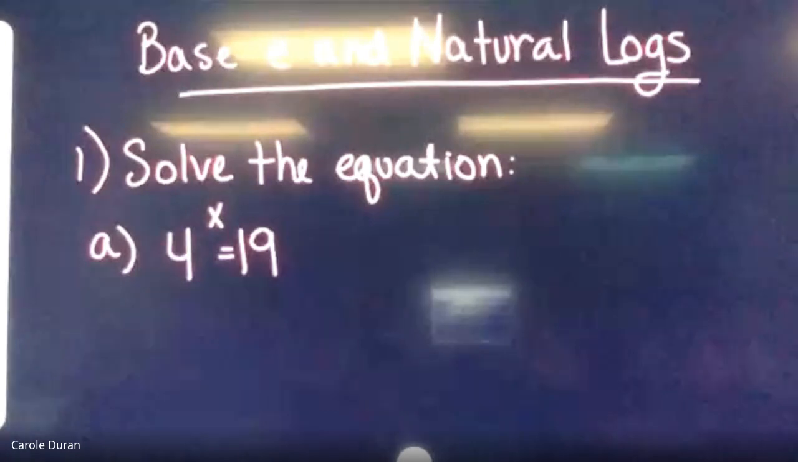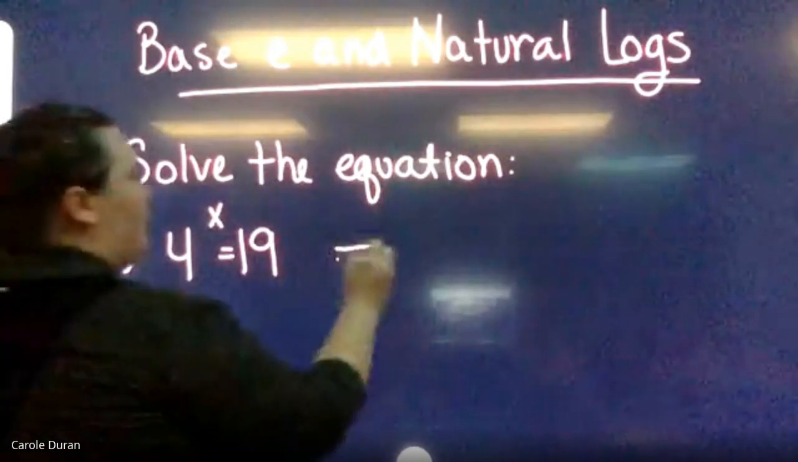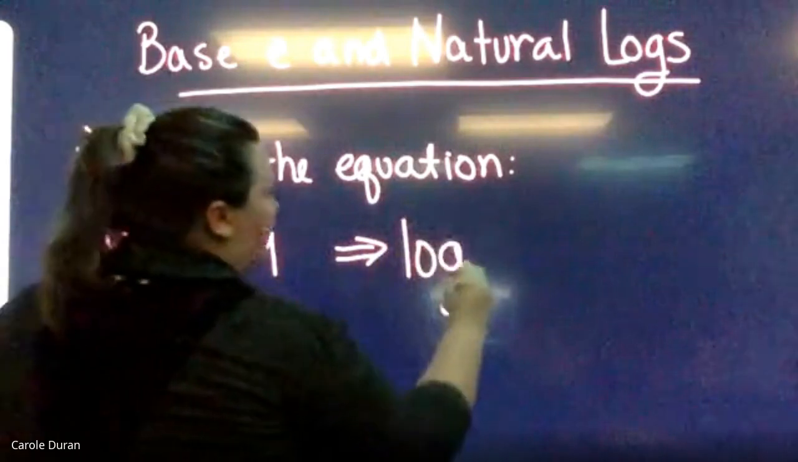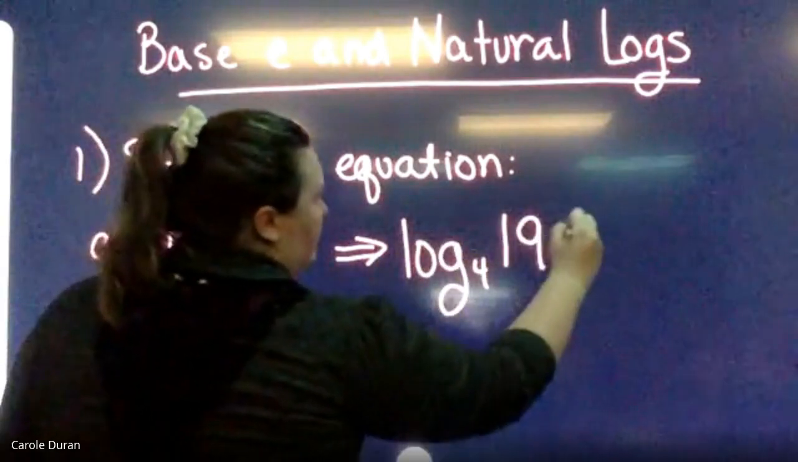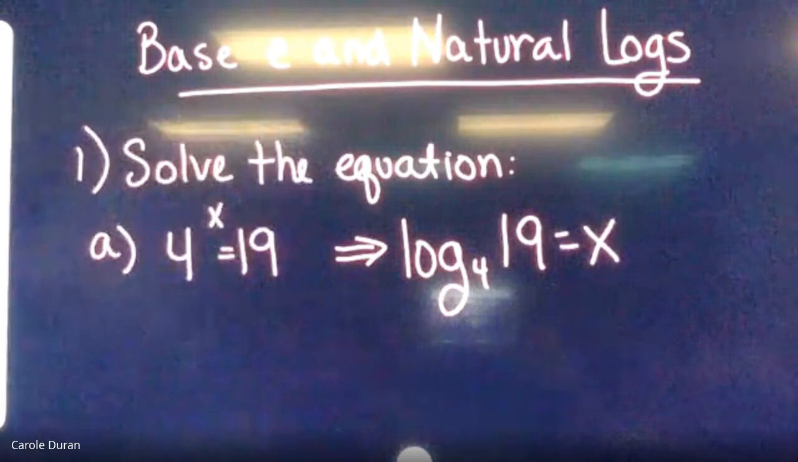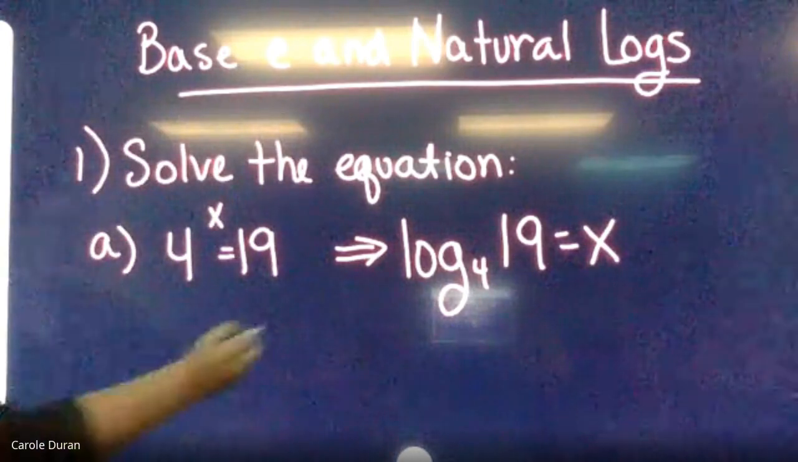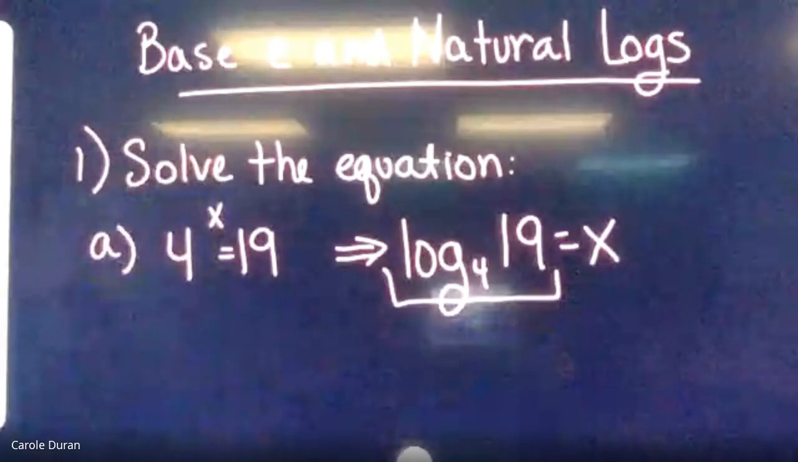There are a couple different ways that we could transform this in order to solve it, but what's going to be the easiest way? Every exponential function can be rewritten as a log. So that means I can rewrite this as log base 4 of 19 equals x, right? We've done this. So now all I have to do is solve log base 4 of 19.